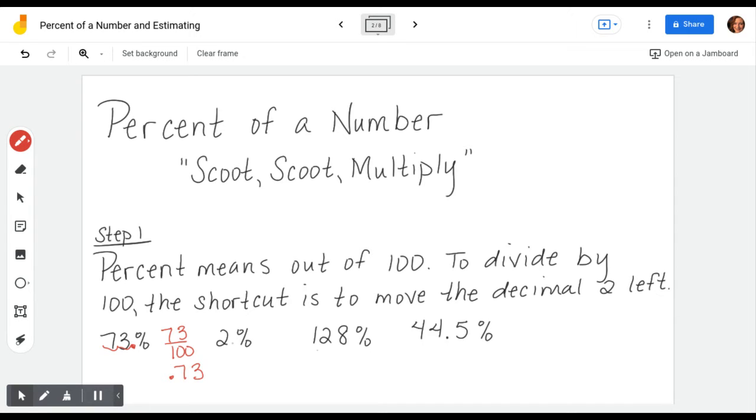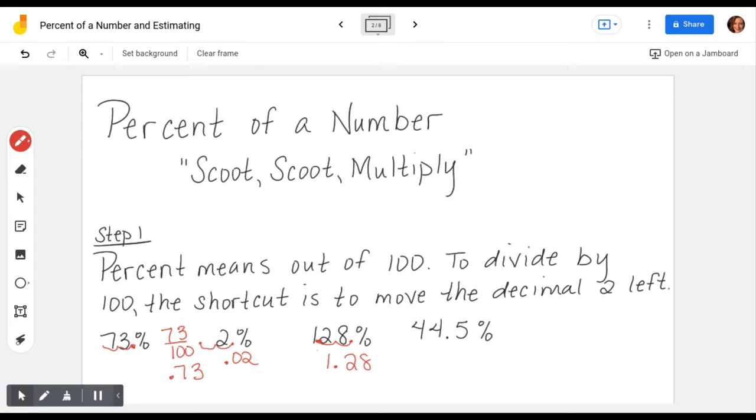2%, if you don't see the decimal, it's hiding at the end. We're going to scoot, scoot to the left. Put your decimal, fill in the gap. That would be 0.02. 128%, if you don't see it, it's hiding at the end. Scoot, scoot only twice. So that would be 1.28.